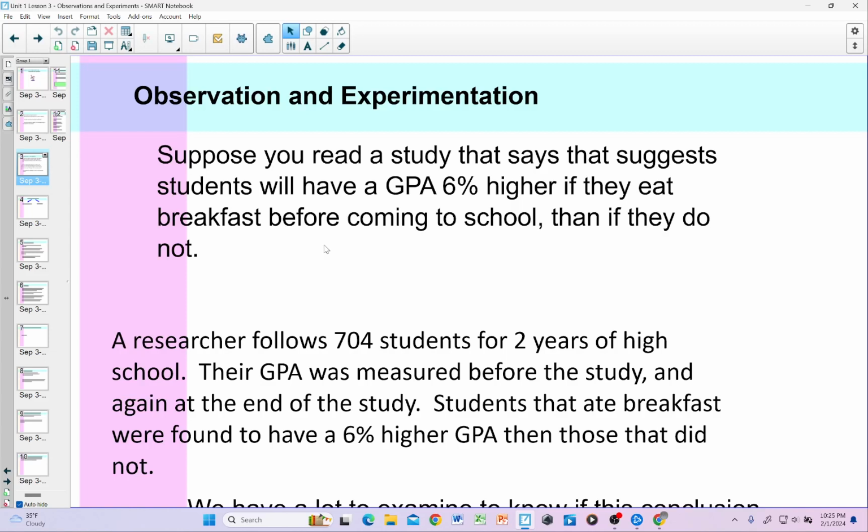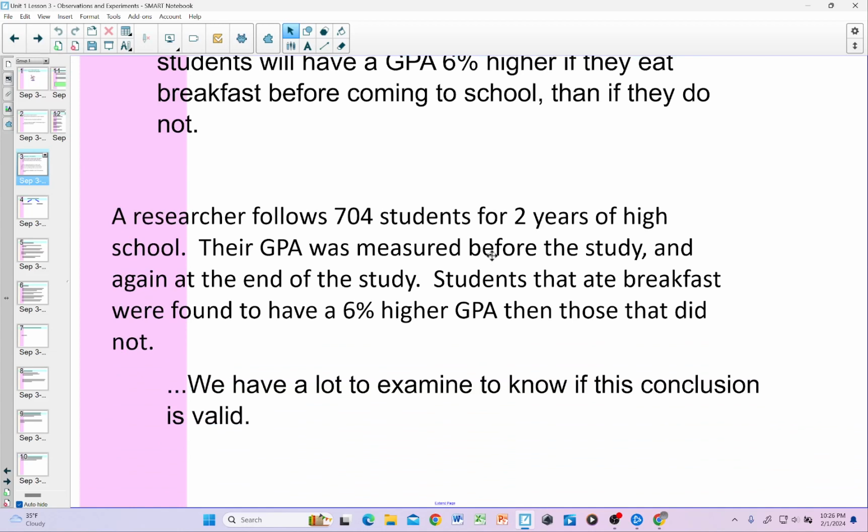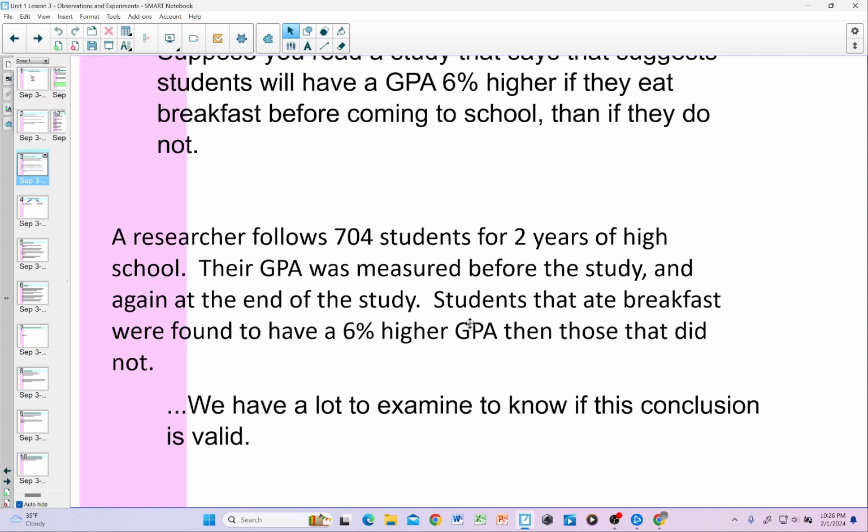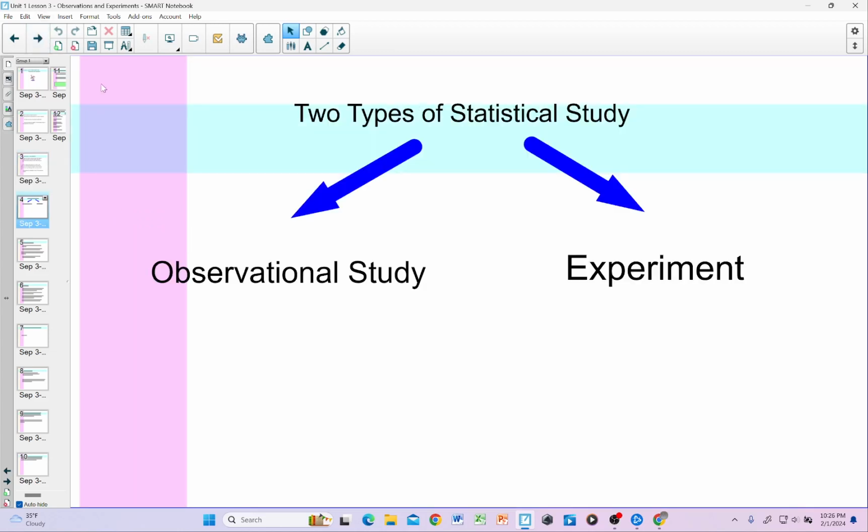So, no, it makes sense to think that breakfast is a contributor to having a higher GPA. But is it the only contributor? We have a lot to examine to understand if that's really true or not. So, we're going to refer to this a few times throughout this lesson. Okay, so let's get down into the actual two types of statistical study.